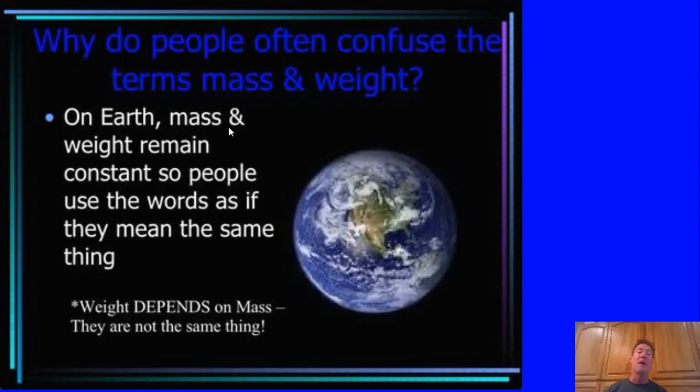Well, because on Earth, mass and weight remain constant. So people use the words as if they mean the same thing. Weight depends on mass, and on Earth it doesn't change much because the pull of gravity is almost always the same. But mass and weight are not the same thing.